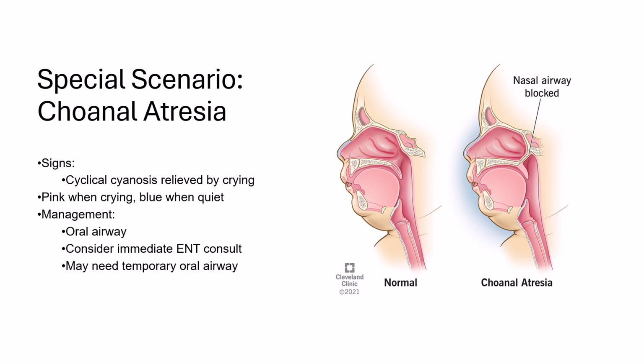Choanal atresia presents with cyclical cyanosis that's relieved by crying. The baby appears pink when crying, but blue when quiet. This is because crying forces airflow through the mouth. Management includes placing an oral airway, considering immediate ENT consultation, and possibly using a temporary oral airway until definitive treatment. Newborns are obligate nasal breathers, so blockage of the nasal passages can cause significant distress despite normal lungs.